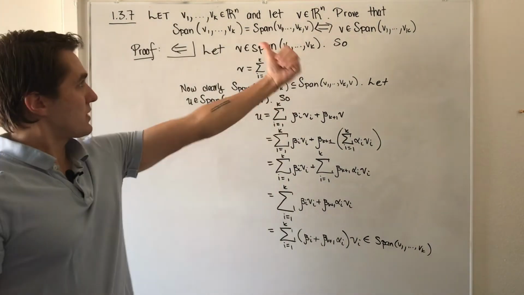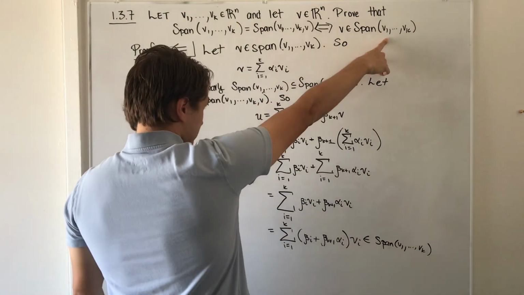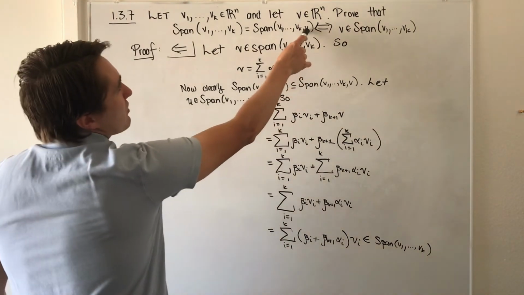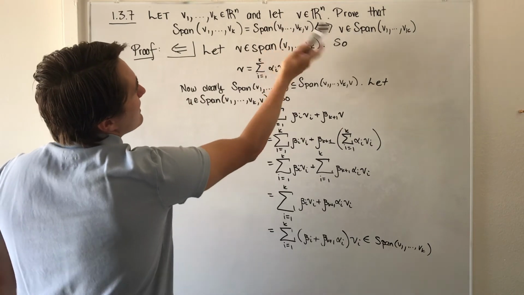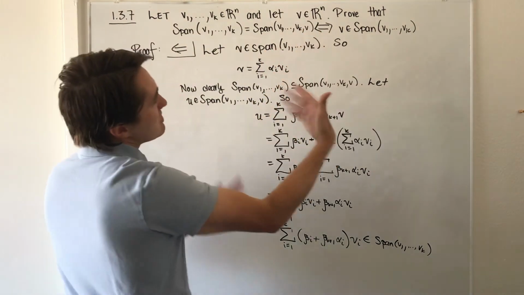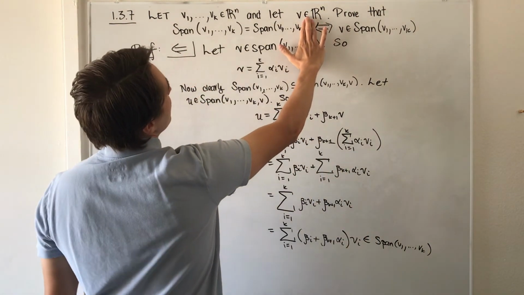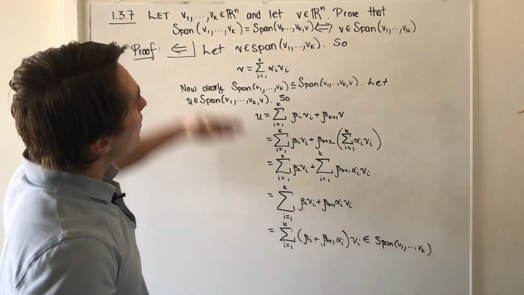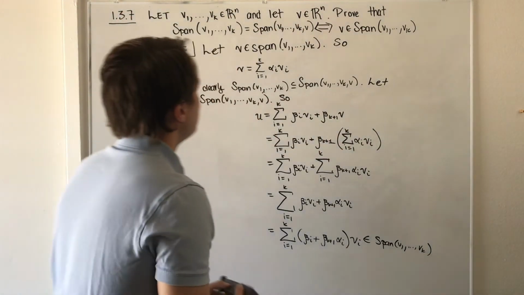OK, so that's this direction. We've shown that when V is in the span of this thing, all we really have to do is rewrite this V in terms of the others. Then in that linear combination, we can put together all the coefficients, and it's really like getting rid of the V, and you end up with the span of V1 through Vk. That's the basic idea. Now we've got to prove the other direction. So I'm going to clean up the board here, and we'll work on that.